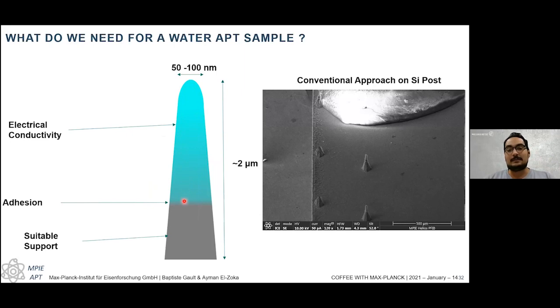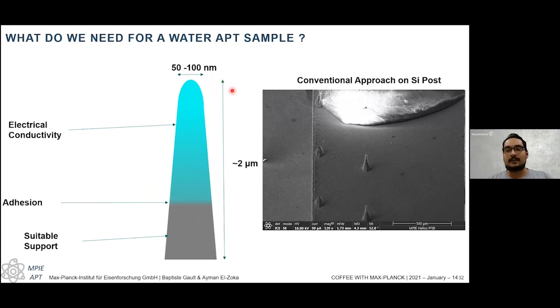We need it to be placed onto some sort of a substrate, a suitable support where there is sufficient adhesion for it to go through this atom probe tomography analysis without breaking off or without catastrophic failures. The radius of the tip needs to be within 50 to 100 nanometers, and it needs to clear off against its surroundings with at least 2 to 3 microns.